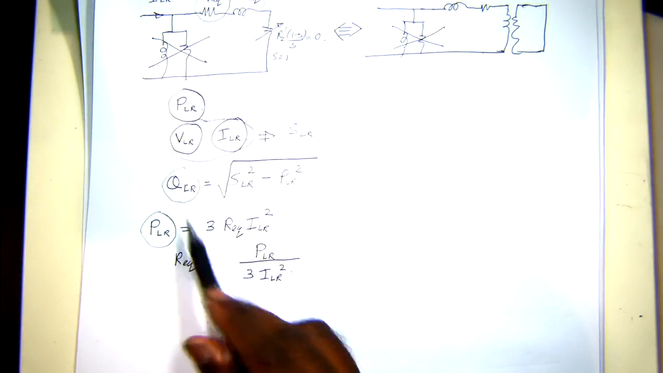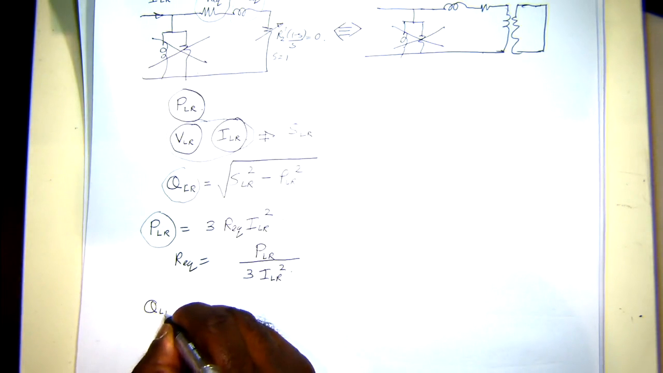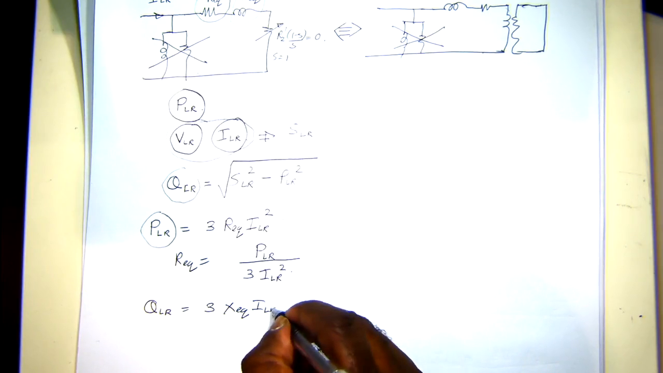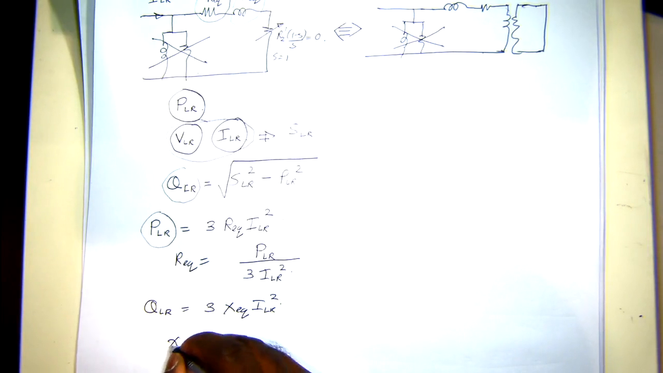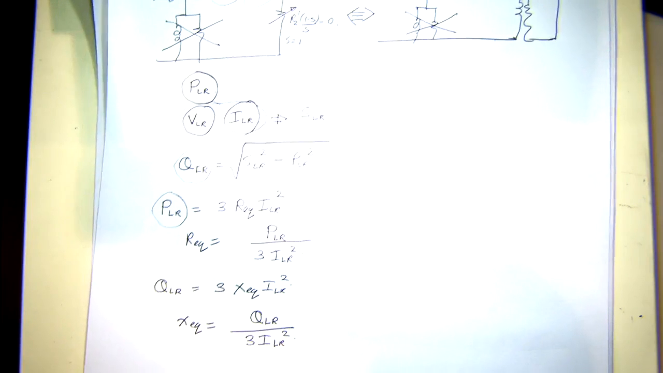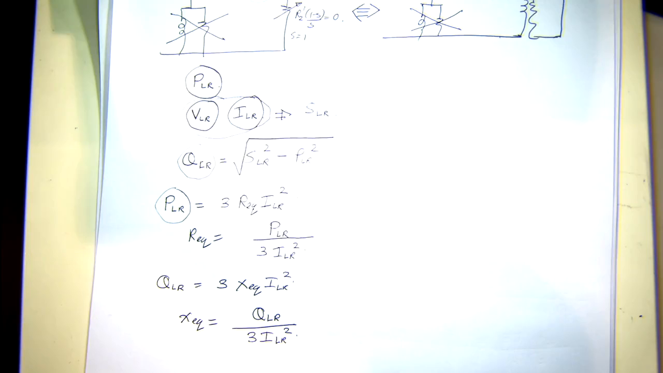And for this we can write Q lock rotor will be 3 times X EQ I lock rotor squared. And then you can find the X EQ as Q lock rotor divided by 3 times I lock rotor squared. So that's the lock rotor test. You can see the similarity in the calculation with the transformer short circuit test.